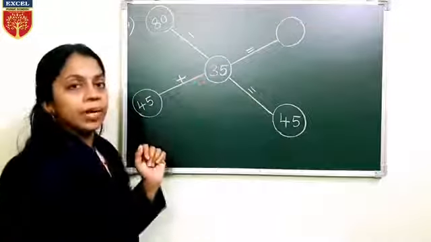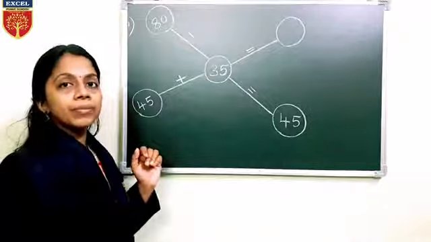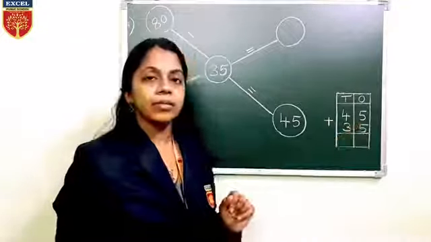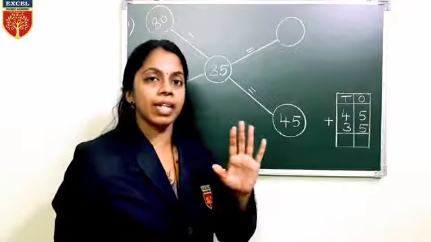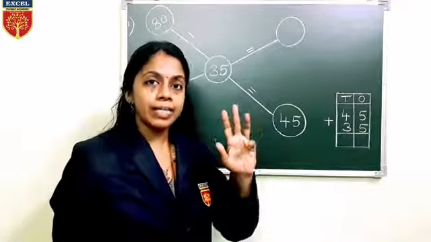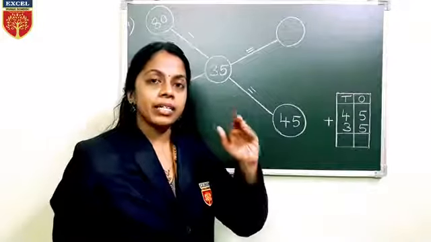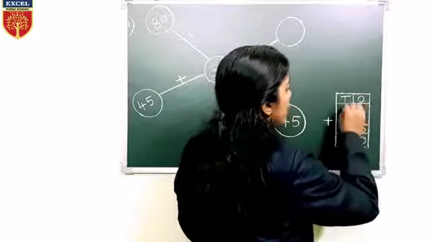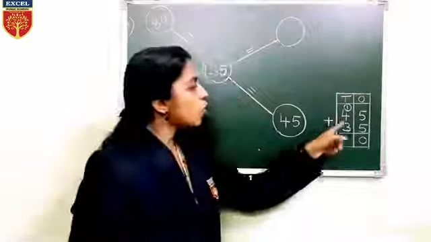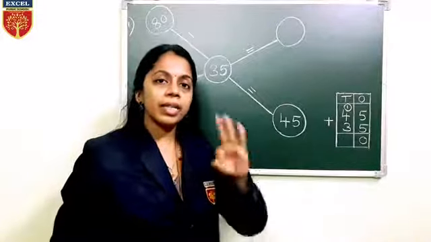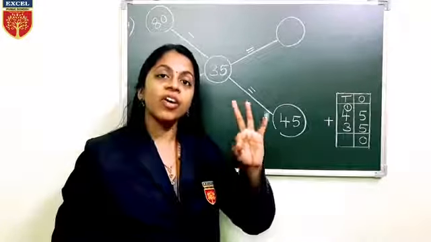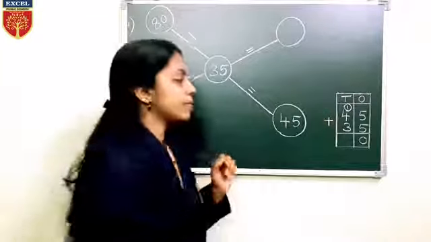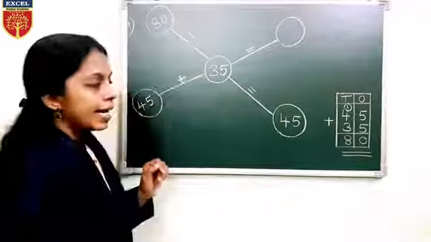45 plus 35. Let's add and find 45 plus 35. 5 plus 5. 5 in the mind, 5 in the hand. After 5, 6, 7, 8, 9, 10. Here it is 0, carry 1. 4 plus 3. 4 in the mind, 3 in the hand. After 4, 5, 6, 7, plus 1, 8. So the answer is 80.